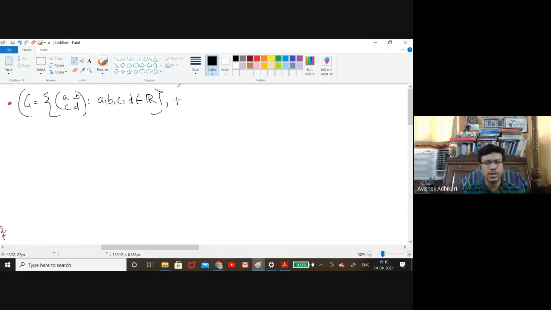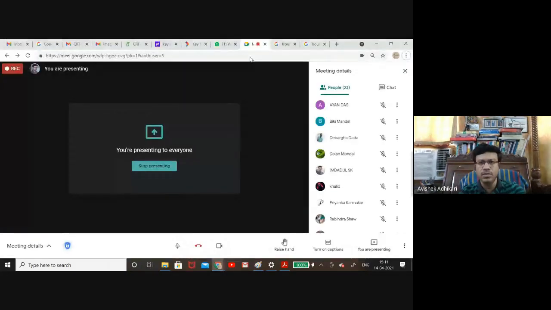Okay, and that becomes a group. So it looks almost similar, but here the determinant value of this was non-zero, and instead of addition, we had considered multiplication, and that was also a group, and this is also a group. Very good. Anybody else? Any interesting group that one wants to share with us?